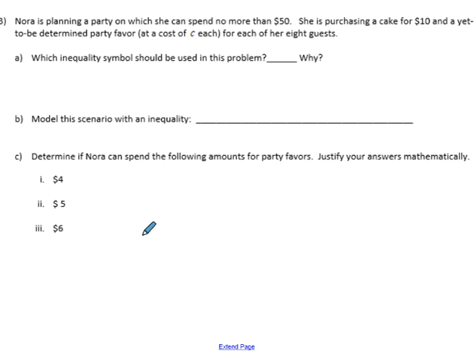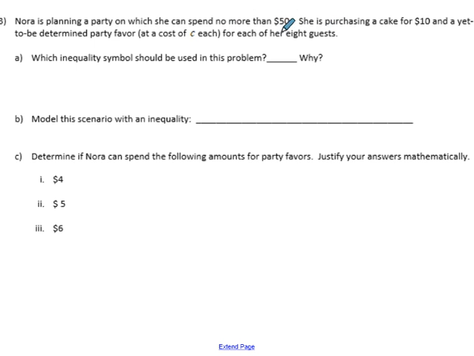So question 3 is talking about Nora. It says Nora is planning a party in which she can spend no more than $50. She's purchasing a cake for $10 and a yet to be determined party favor at cost of C each for each of her 8 guests. Okay, so think about this.